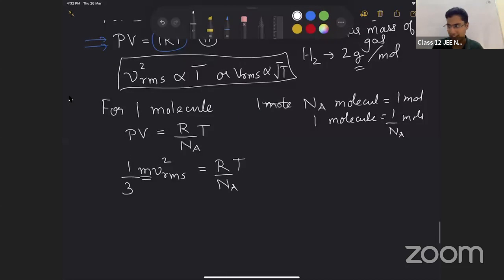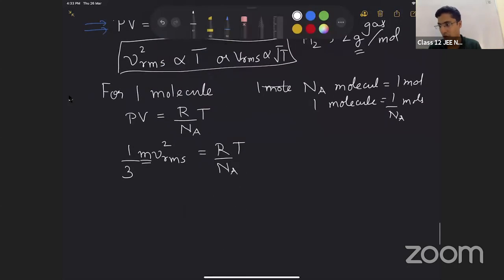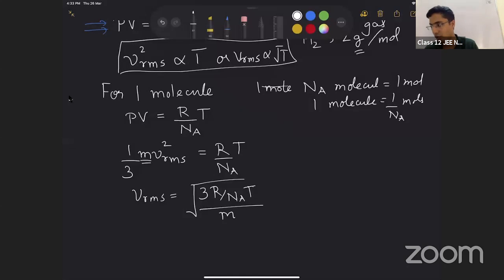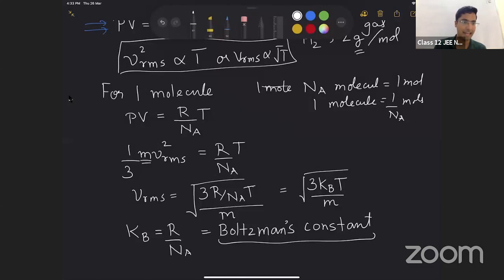So the expression becomes very similar. The only change is that instead of root 3RT by M naught, for one molecule we get root 3 R by Na T by m, where m is the mass of one molecule. This is nothing but root 3 KB T by m. So KB is R by Na, which is also called the Boltzmann constant. Remember that and write this down.